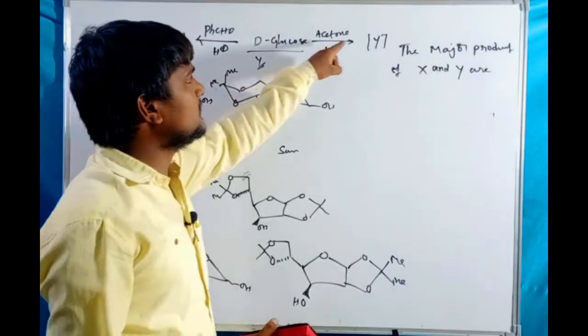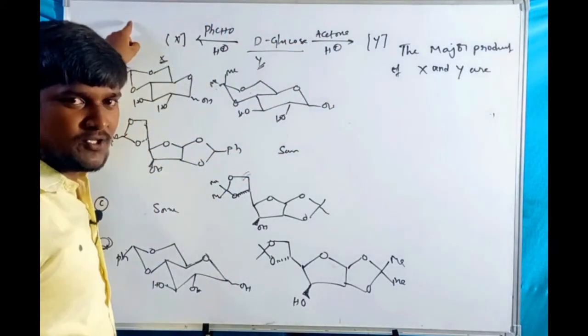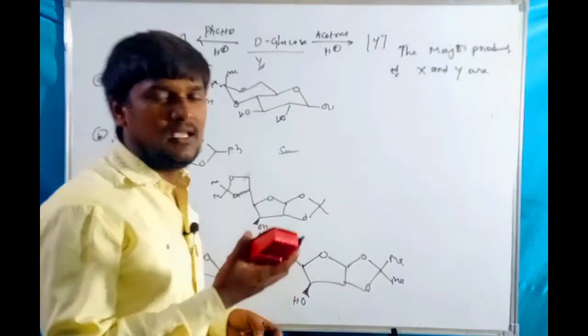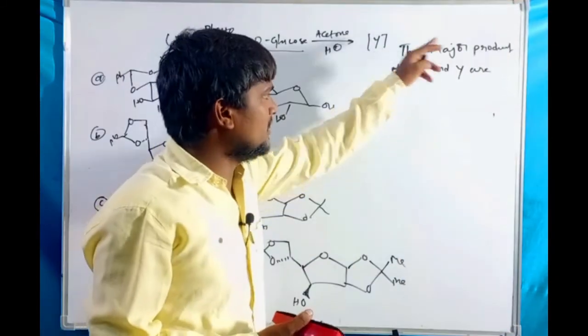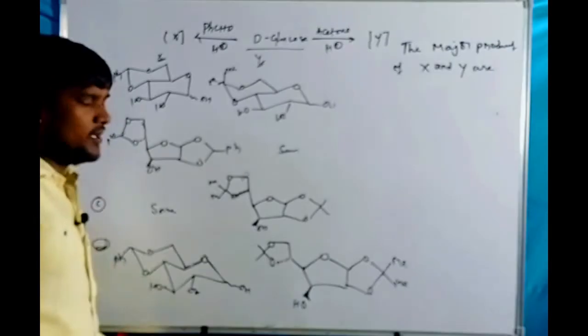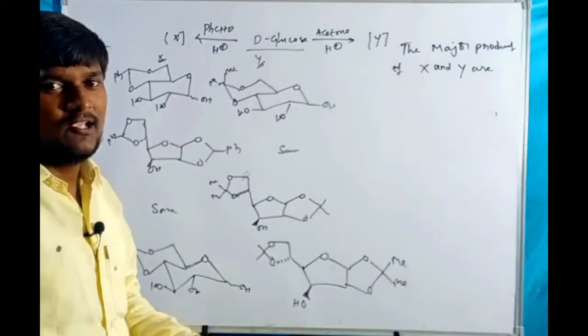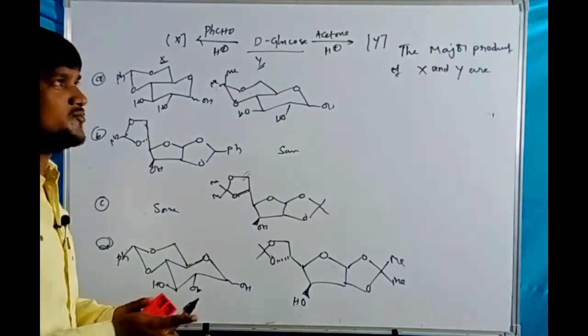So if D-glucose is treated with acetone, it gives Y. If it is treated with benzaldehyde, it gives X. So among these two reactions, now the major products X and Y are, okay, the first one is X and the second one is Y. So among the 4 options, which is correct? Now let us go through the first one.